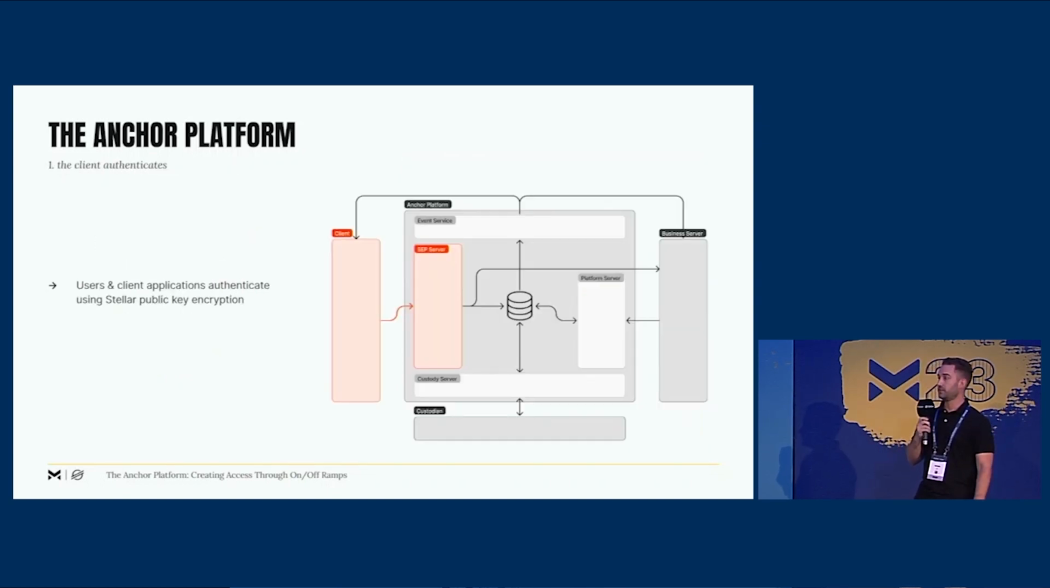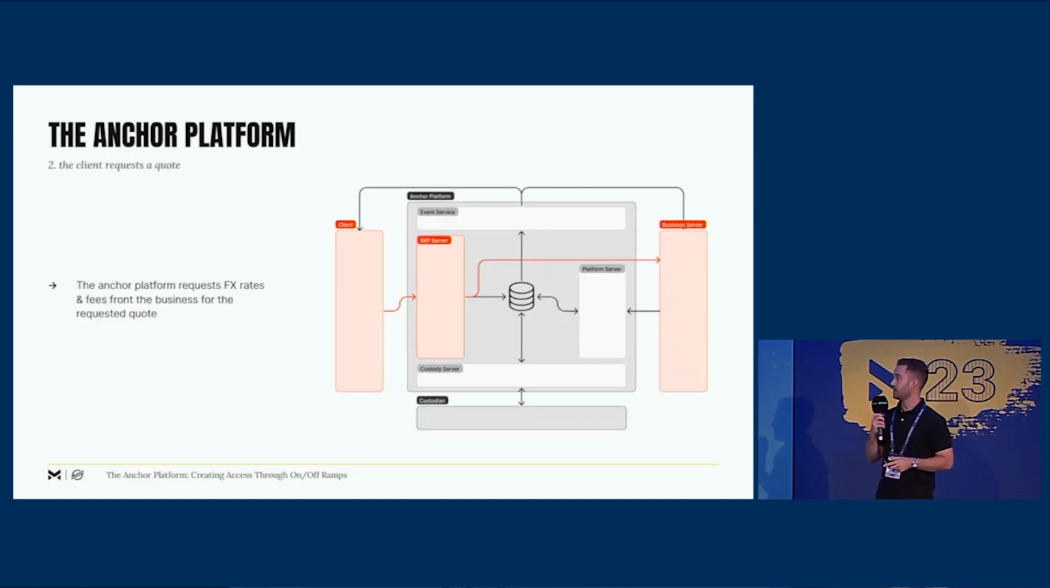Okay, so let's get out of the conceptual, theoretical discussion and go through an example. The first step in any transaction using the Anchor platform is going to involve the client authenticating. In this example, the client is just going to interact directly with the SEP server, and that's all that's involved in this authentication process. From a business perspective, you don't need to worry about that. The Anchor platform handles authentication of the client and the user or the customer themselves through Stellar's standard authentication protocol.